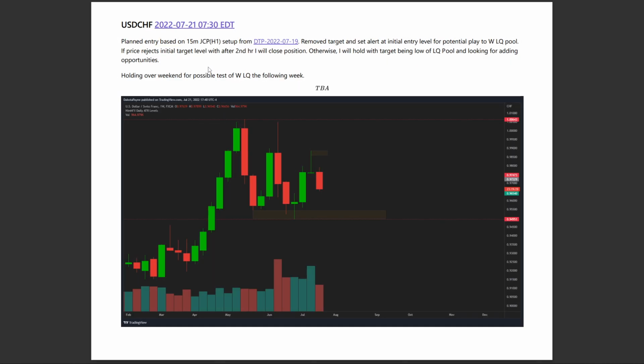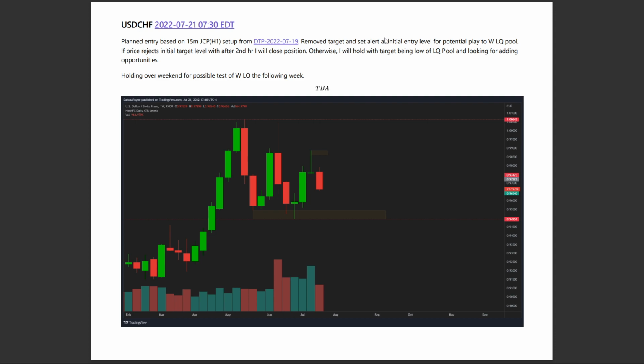So next trade, dollar Swiss again, following day, planned 15-minute JCP setup. The actual entry is based off the 15-minute. The setup is based off the 1 hour. So this was a very strict JCP setup for the people that know it. And that was the day I planned the trade.